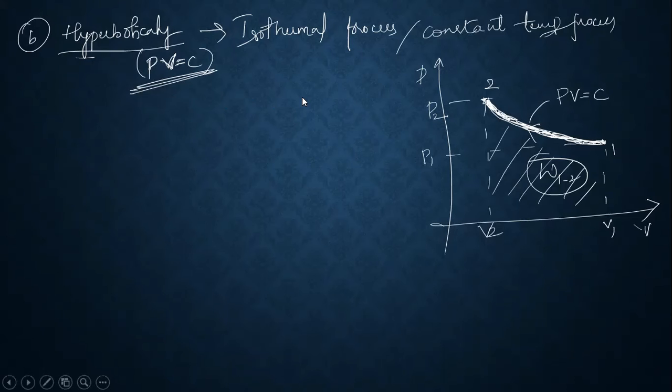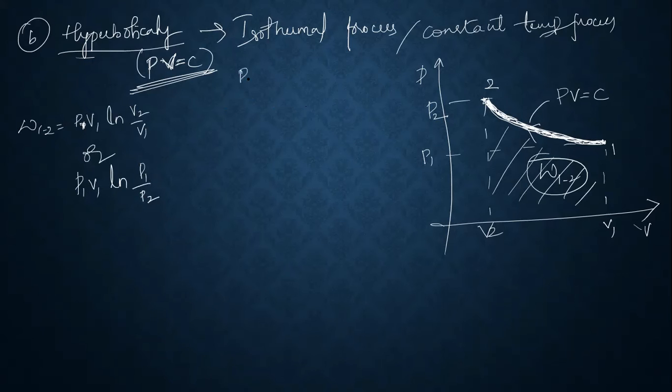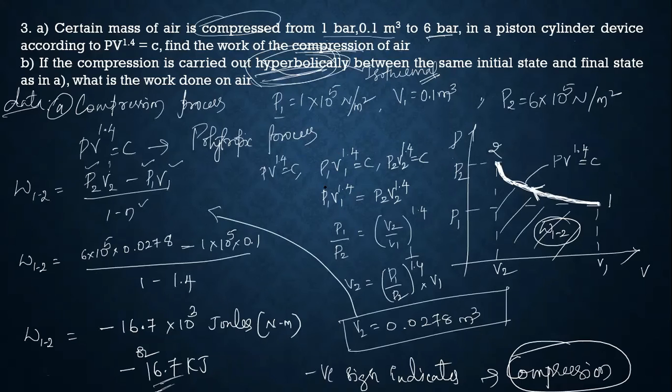What is the work done expression for a hyperbolic process? W1 to 2 is P1 V1 into ln V2 by V1, or else you can calculate P1 V1 ln P1 by P2. Now in this problem, we know P1 that is 1 into 10 to the power of 5 Newton per meter square, and V1 is 0.1 meter cube, and P2 they have given 6 bar, 6 into 10 to the power of 5 Newton per meter square. And we calculated V2 earlier based on the polytropic process.